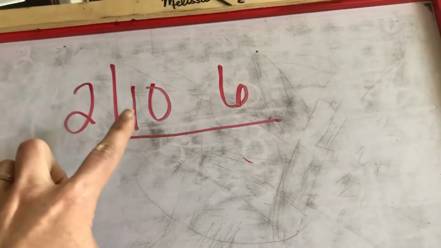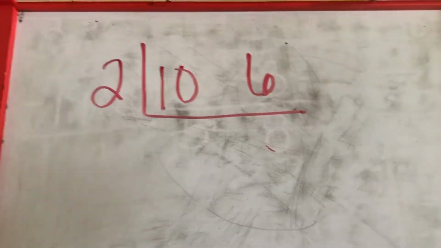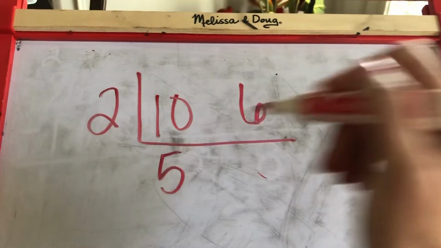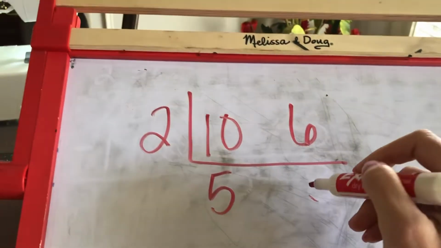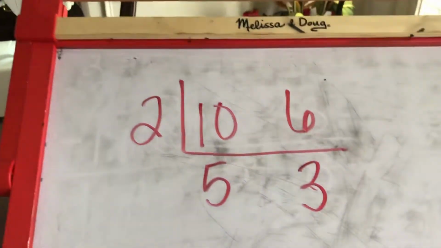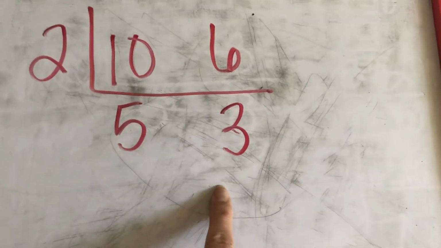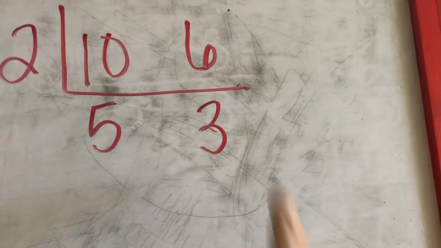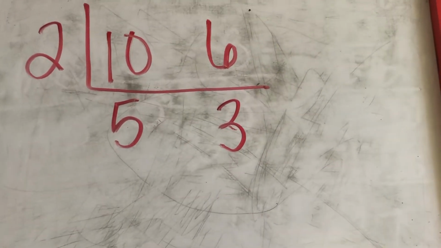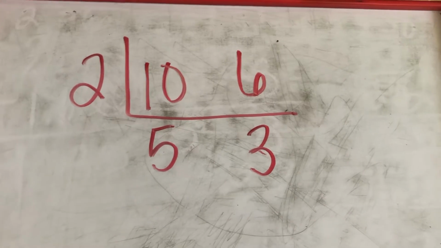They're both even numbers. And I'm going to divide. So 2 goes into 10 5 times, and I'm going to drop my 5 down here. And then 2 goes into 6 3 times. And again, if 5 and 3 had a common factor, I would add another upside down division sign and go again. But since they don't, I'm going to stop here.